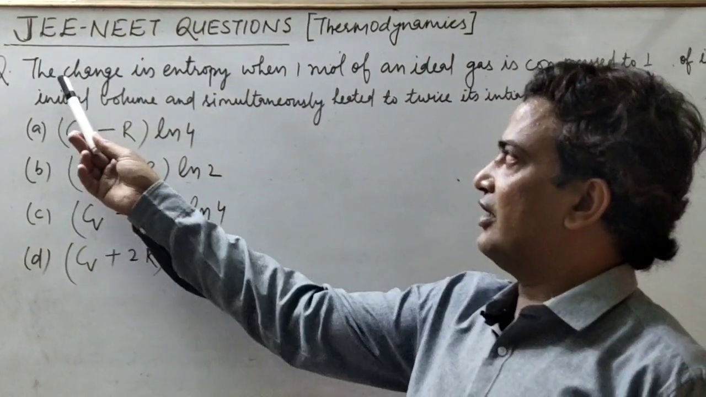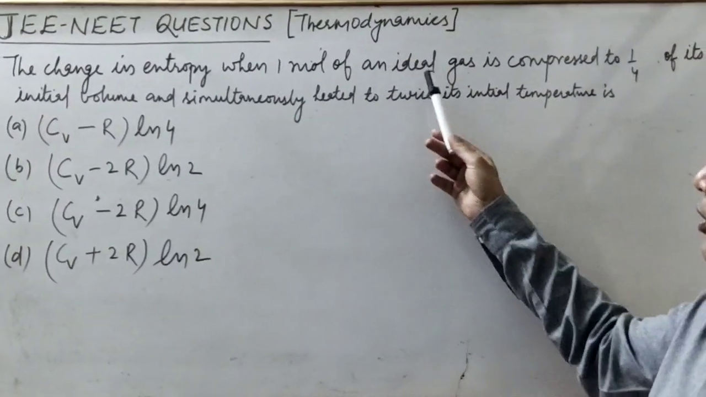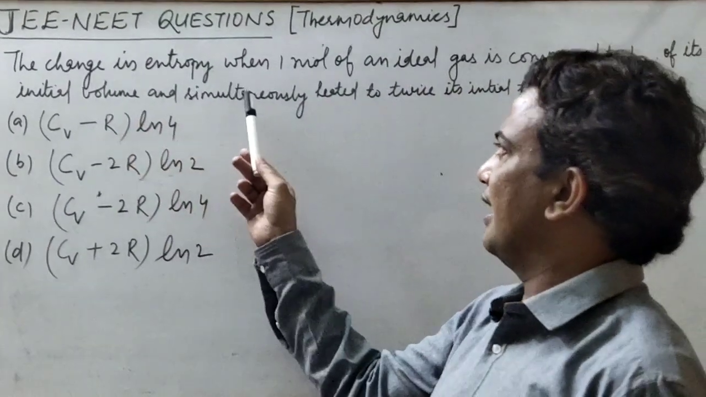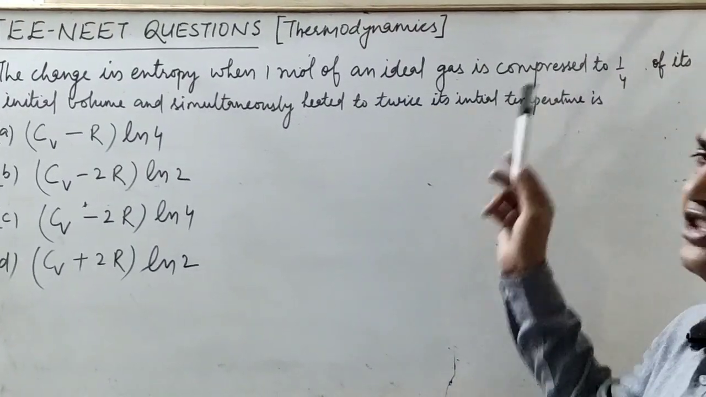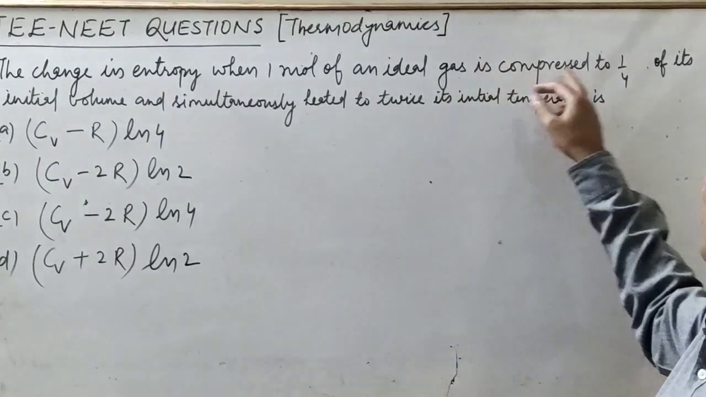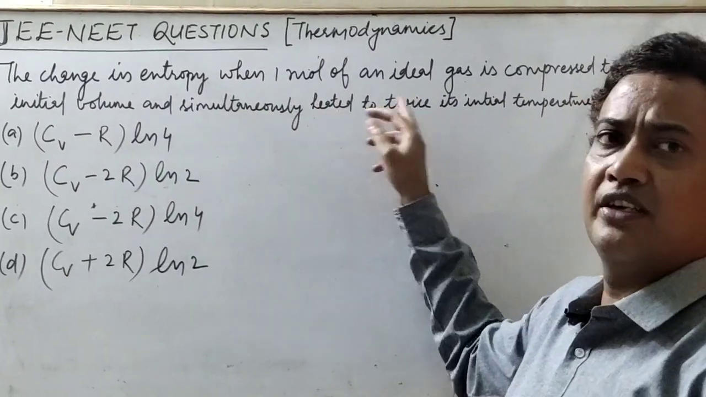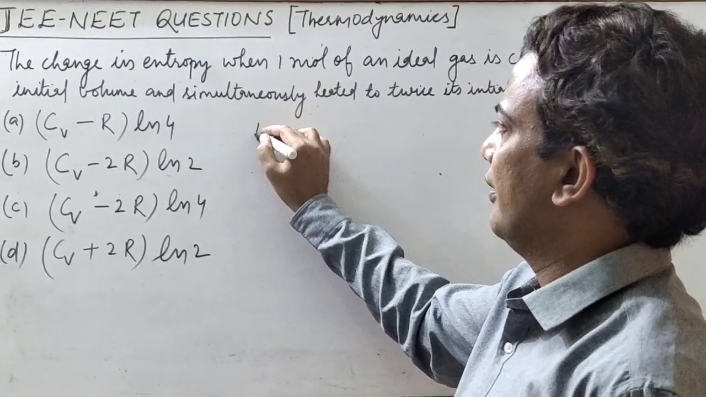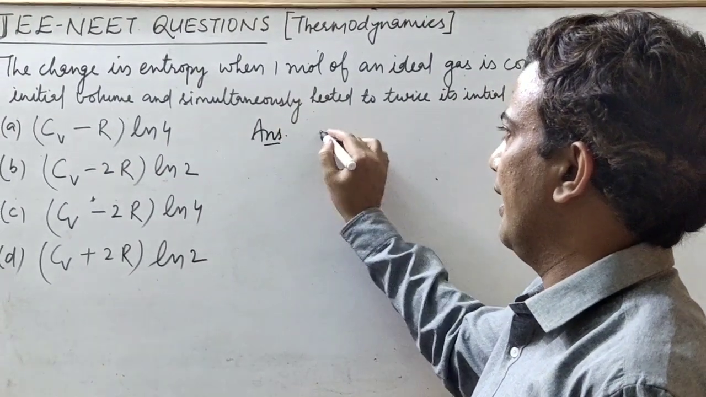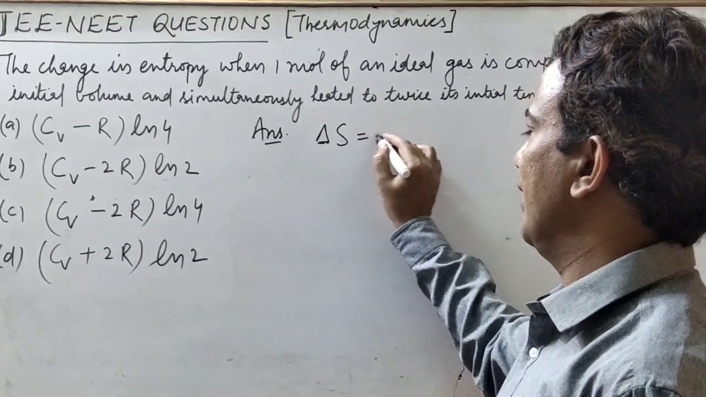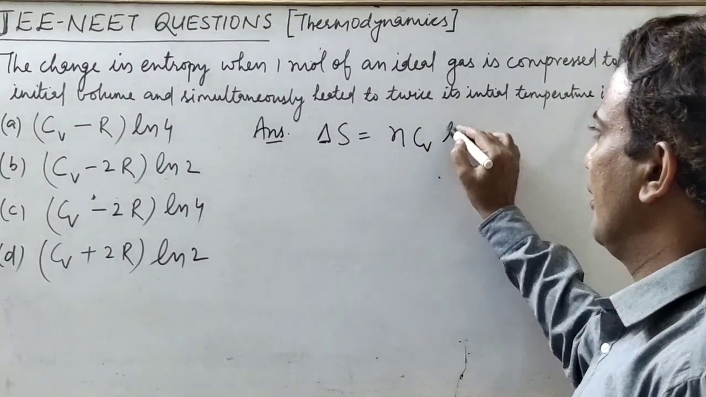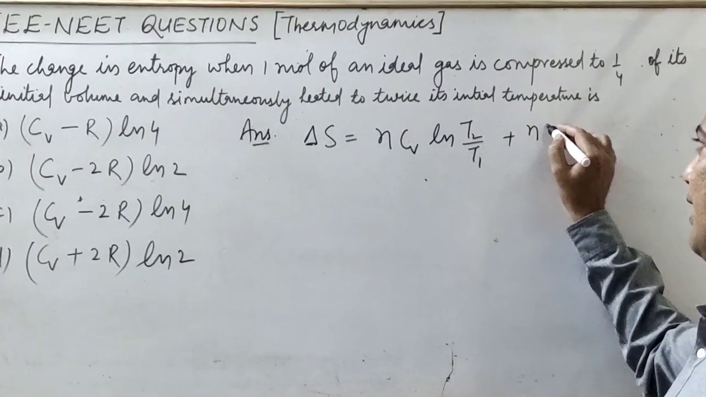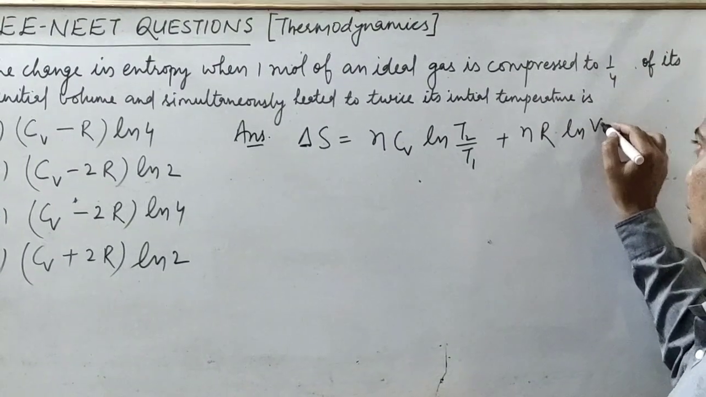Next question: the change in entropy when 1 mole of an ideal gas is compressed to 1/4 of its initial volume and simultaneously heated to twice its initial temperature. Volume is made 1/4 and temperature is doubled. You have to find the change in entropy. To solve this question, you must know the formula. Delta S is given as n Cv log T2 upon T1 plus n R log V2 upon V1.